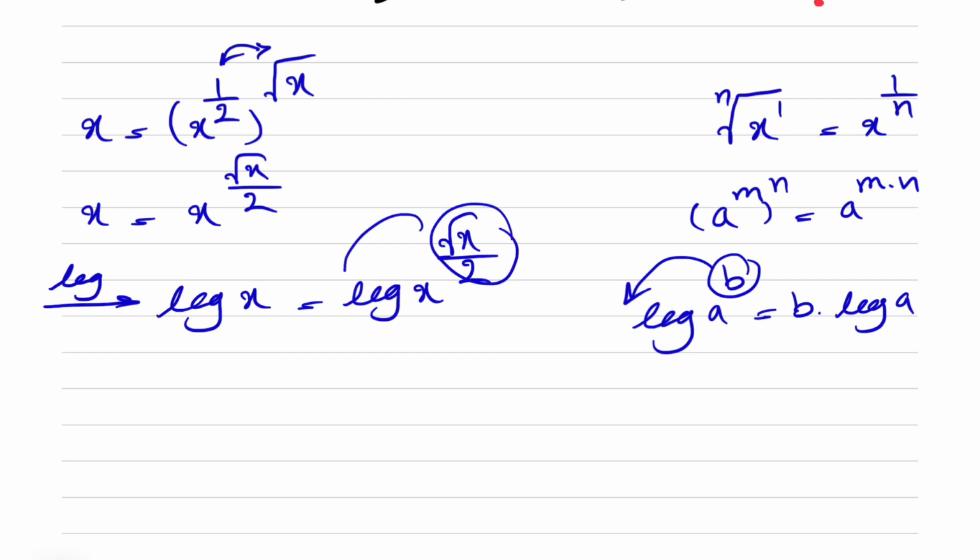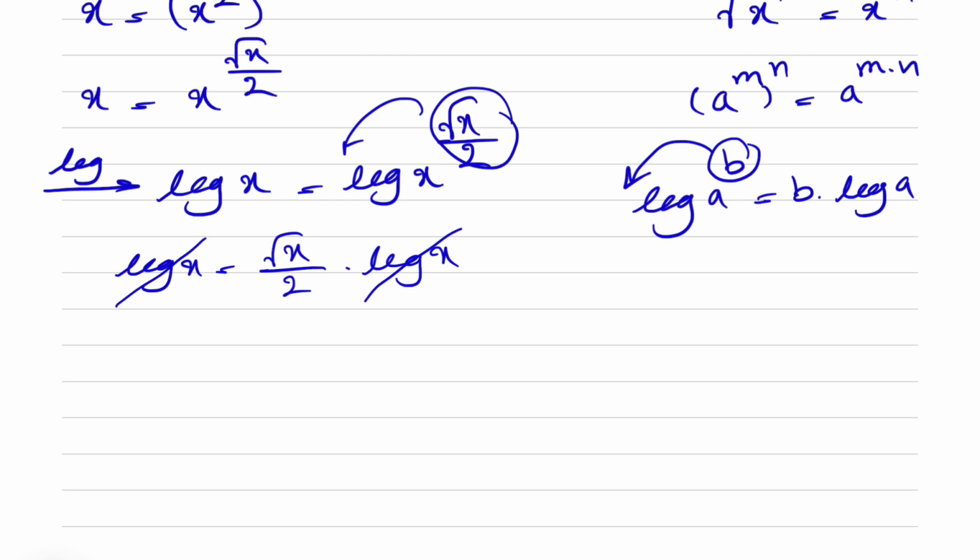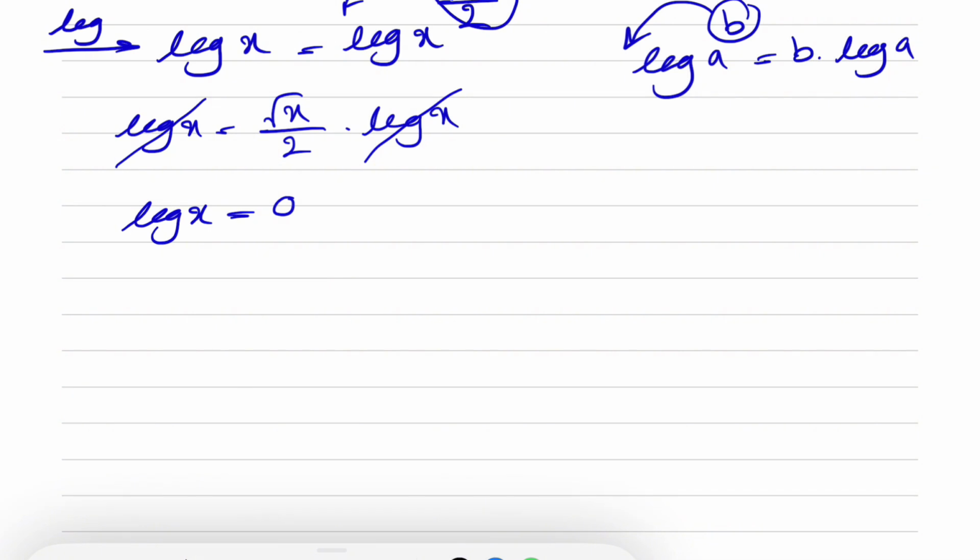So here this one can go in the front, so basically log of x will be equal to square root of x over 2 times log of x. So here we can cancel out the log of x on each side on one condition, and the condition is to consider that log of x can be 0 too. If we do that, we're good to go. And if we cancel out the log of x on each side, basically the square root of x over 2 will be equal to 1. So that's one way to go with it.